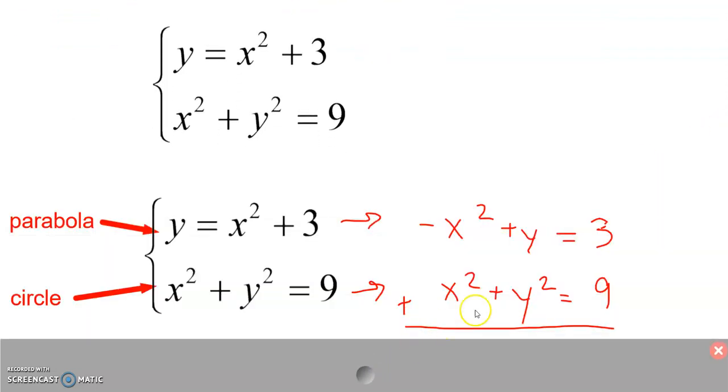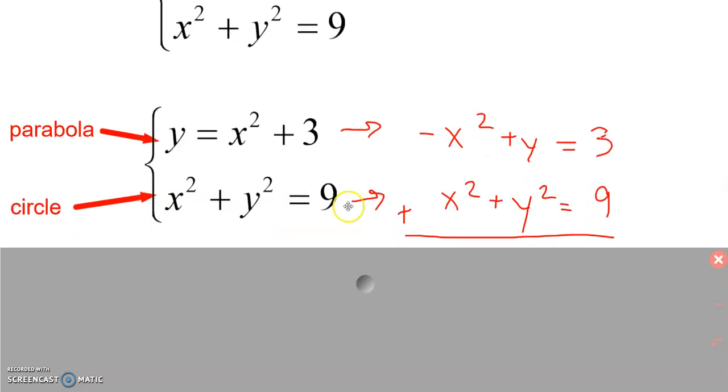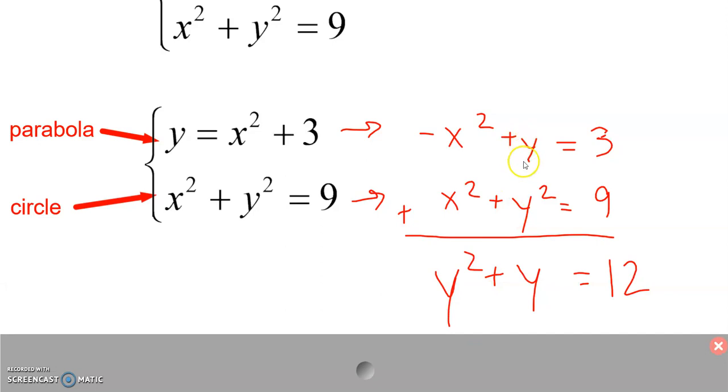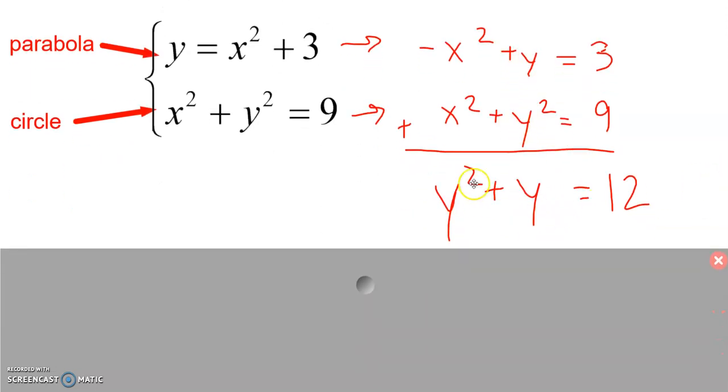So here's what I'm going to do here. I'm going to get the x squared over to the other side, and now it's the opposite. So you can see I didn't have to multiply by anything, I just had to subtract x squared from both sides of this equation. I then can add these together to get 0x squared, but then y squared plus y, those are not like terms, they cannot be combined, so it's just y squared plus y. And then here, 3 plus 9 is 12.